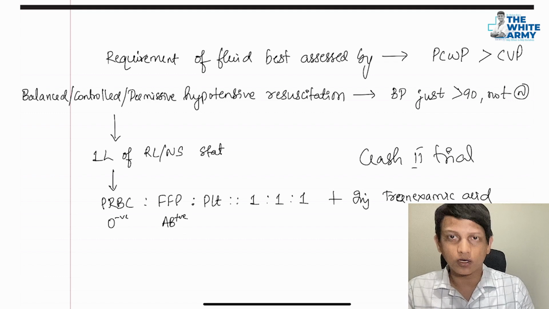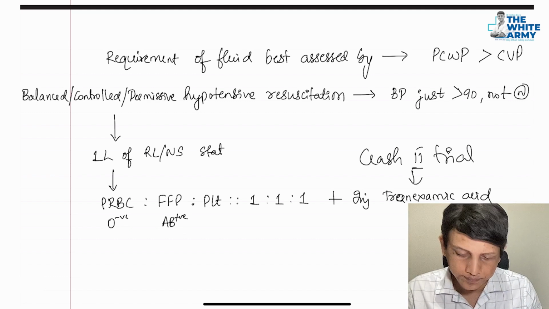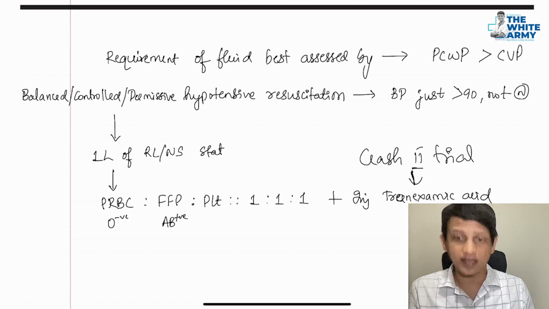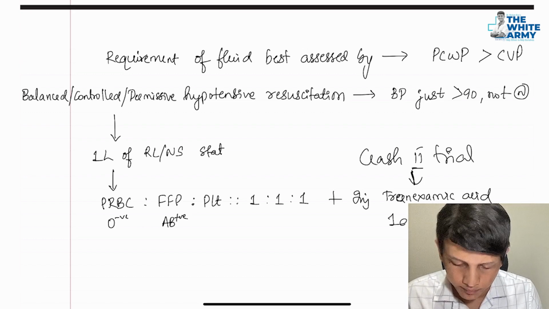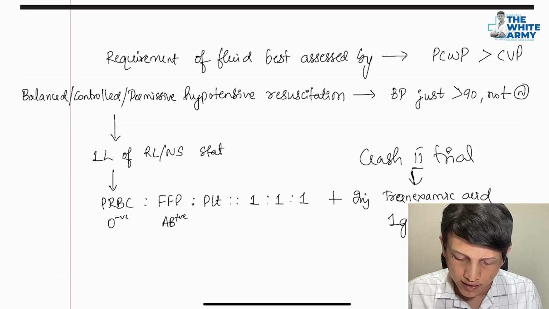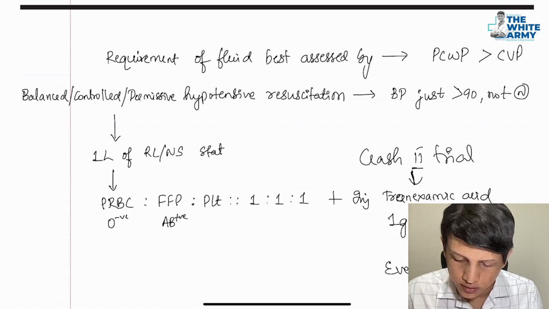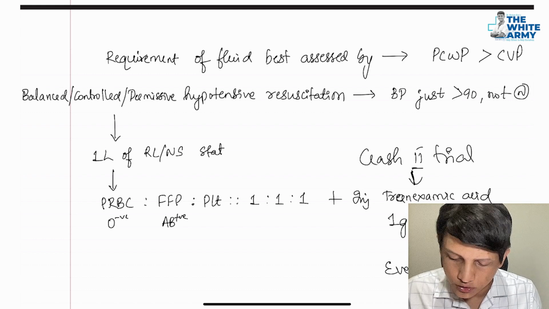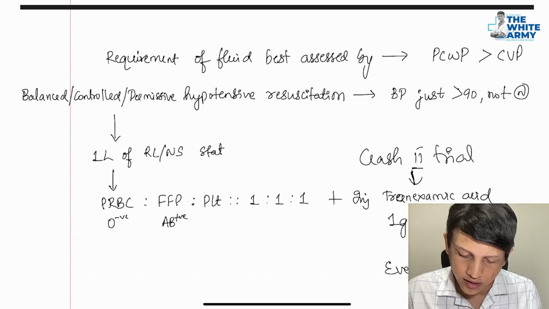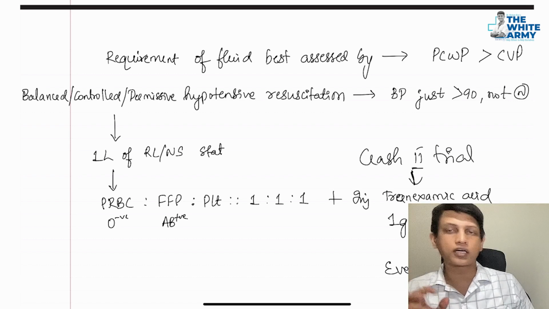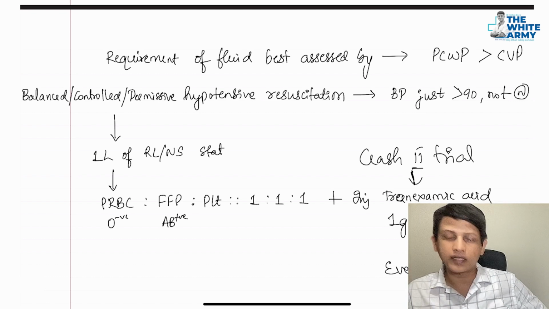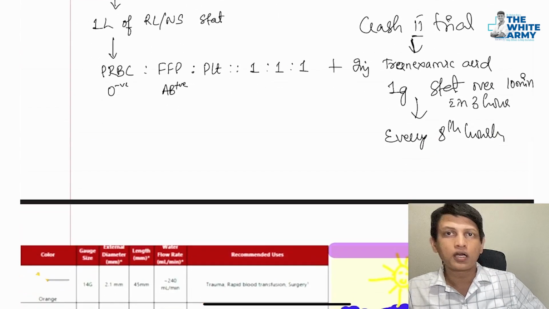if the patient is having severe tachycardia, hypotension and all, there's a role of giving injection tranexamic acid, 1 gram stat over 10 minutes, only over 10 minutes, within 3 hours of injury. It stops bleeding, it controls bleeding, it's shown. Then every 8th hourly it can be repeated. This is as per the CRASH-2 trial.